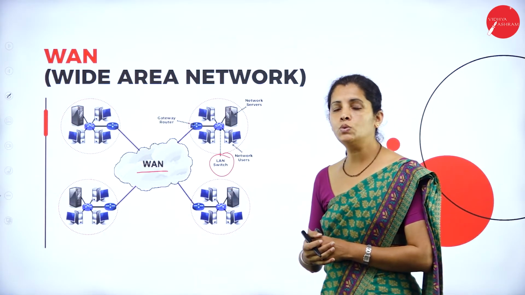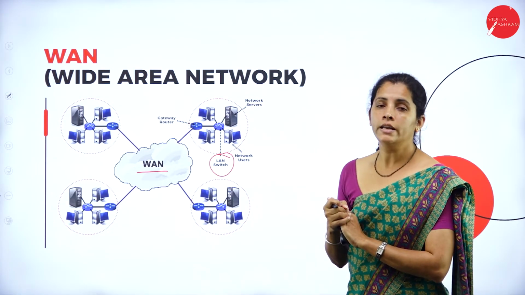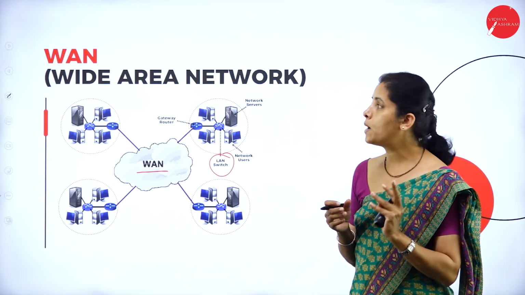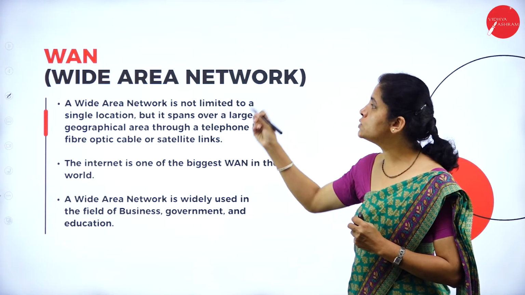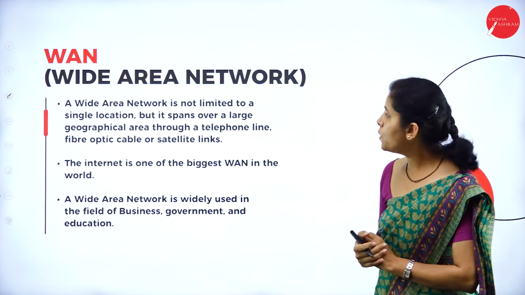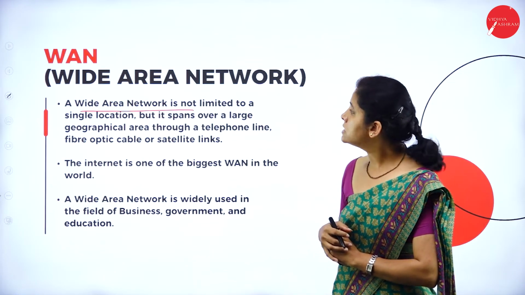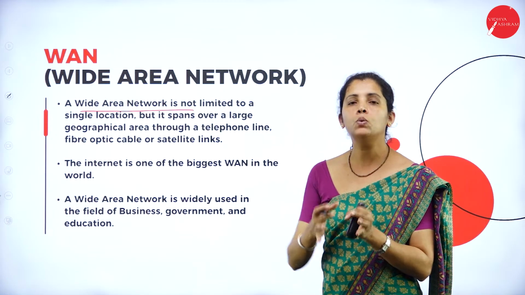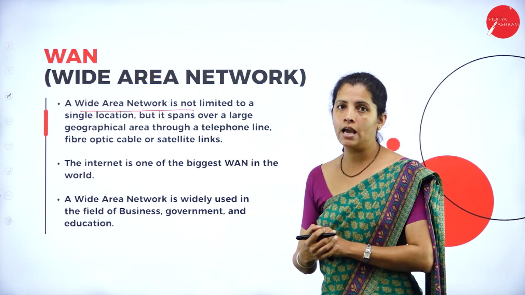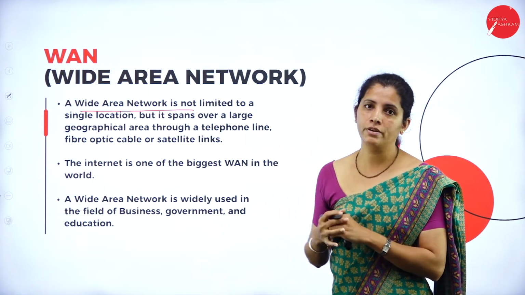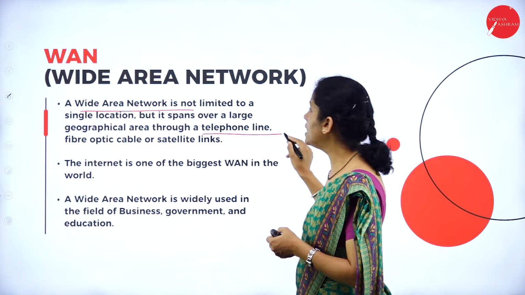Anyway, dear student, in my today's session, I started with computer architecture and types of network. There are three types of network: LAN, WAN, and MAN. So, dear student, most frequently we are going to use the wide area network. So, what is a wide area network? A wide area network is not limited to a single location. It is not limited to one city or two cities. It's going to span over a large geographical area, in the sense country or continent, through the telephone line.